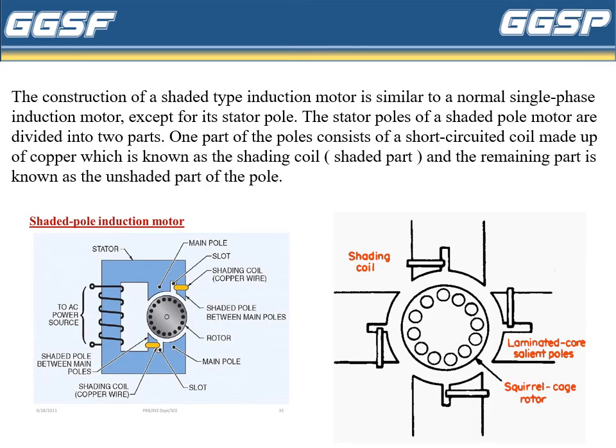The construction of a shaded pole induction motor is similar to the normal single phase induction motor, except for its stator poles. The stator poles of the shaded pole motor are divided into two parts. One part of the pole consists of a short-circuited coil made of copper, which is known as the shading coil or shaded part, and the remaining part is known as the unshaded part of the pole.